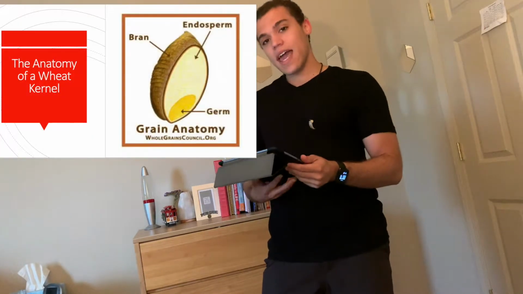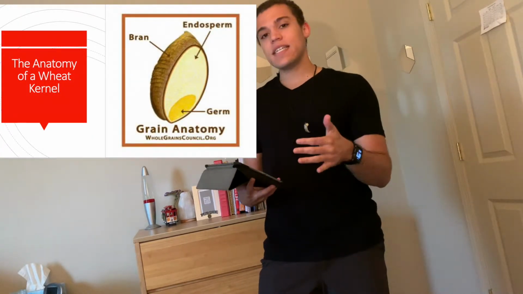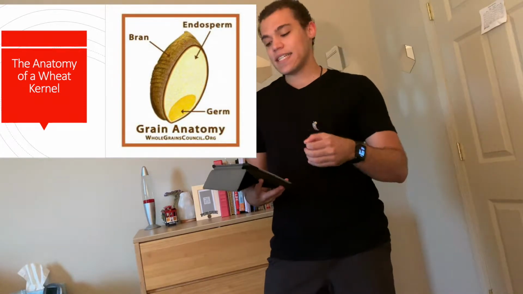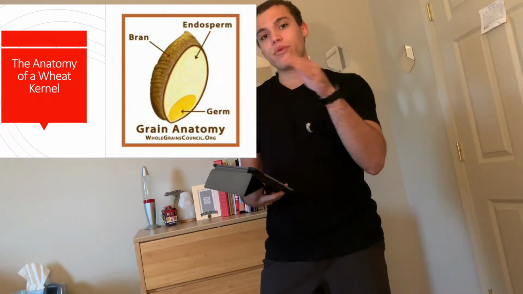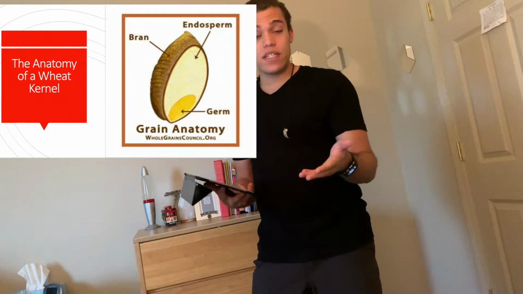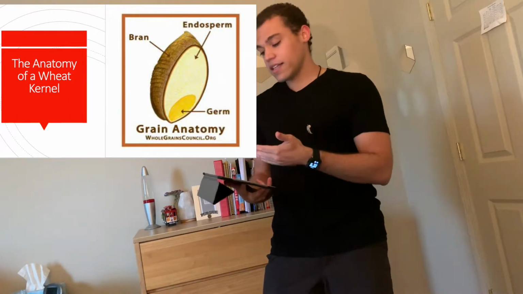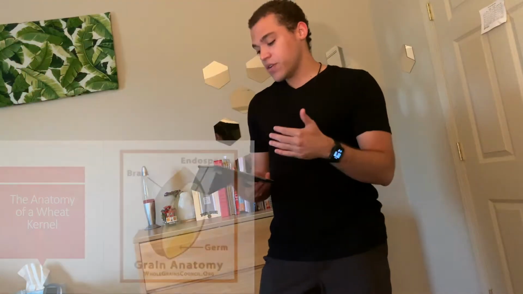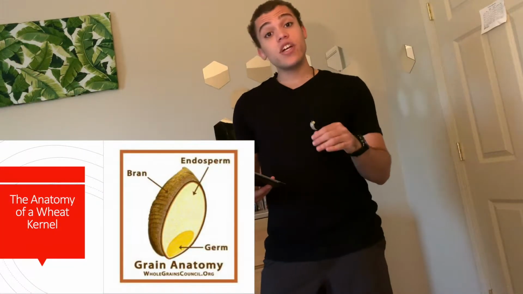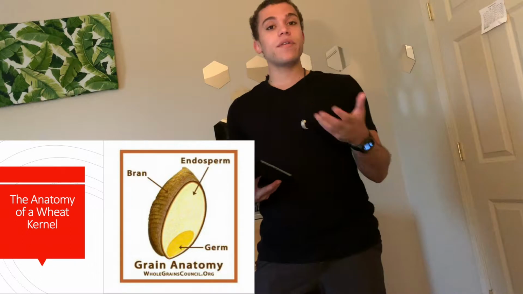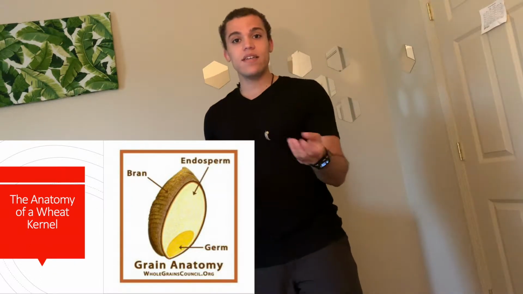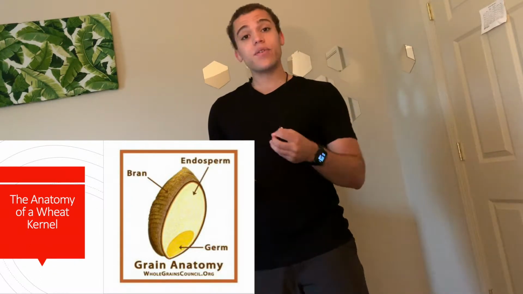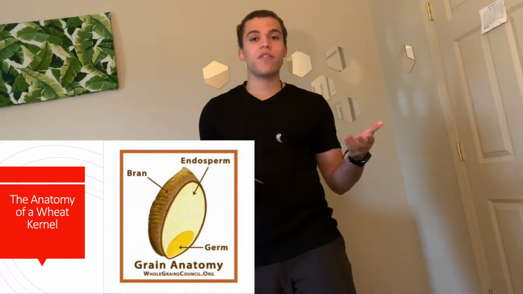When we look at this slide, you can see that a kernel of wheat consists of the exterior bran, which is commonly sold in stores as fiber. It's not digestible, but again, great for fiber. Then the endosperm and the germ. The germ is the portion that will grow to become a new wheat plant. The endosperm is the part that we commonly call the flour.